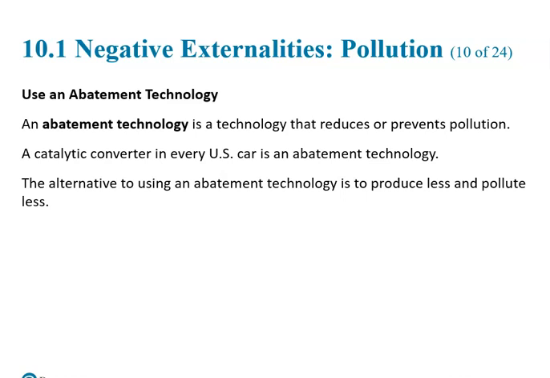So what is an abatement technology? An abatement technology is a technology that reduces or prevents pollution. An example in the case of pollution from cars is the catalytic converter. Before catalytic converters were invented, every car was polluting way more than cars do right now.